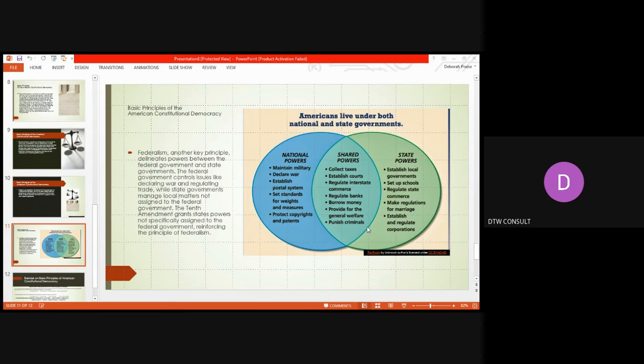The punishing of criminals. So if anybody commits a crime, both the state and the national powers have the right to arrest that person. Although there are crimes that you will commit and it will be under the national jurisdiction, and there are crimes someone will commit and it will be under the state jurisdiction. But whatever the case, the national and the state have power to punish criminals. All right. So I know you must have taken screenshots so you get to understand more about the shared power, the exclusive power of the national, and the exclusive power of the state, and then the shared power. Okay.